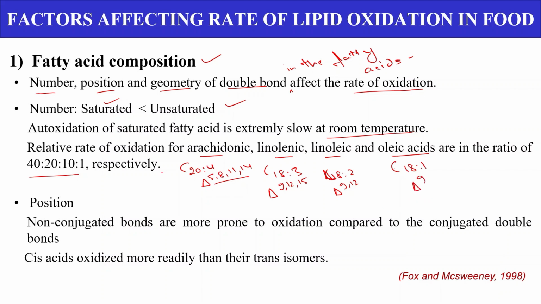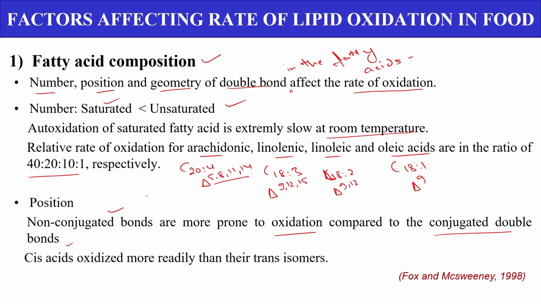So if you see the relative rate of oxidation for arachidonic acid, linolenic acid, linoleic acid, and oleic acid, these are in the ratio 40:20:10:1. This is the meaning of the number of double bonds. The greater the number of double bonds, the greater the susceptibility of any fatty acid towards oxidation. Then coming to position, I have told you that non-conjugated bonds are more prone to oxidation as compared to conjugated double bonds.